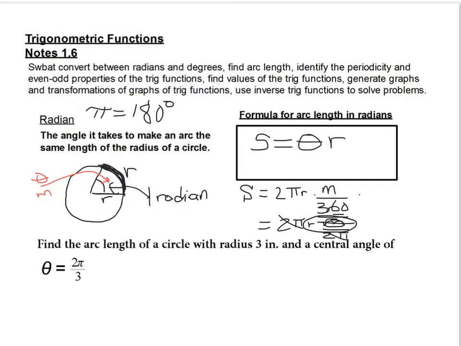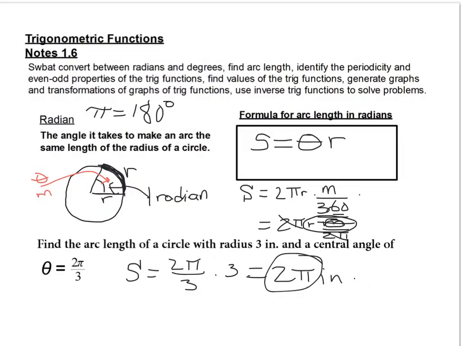All right, so find the arc length of the circle with radius 3 and a central angle of theta equals 2 pi over 3. Find the arc length. So literally just plug that into the formula. S equals 2 pi over 3 times a radius of 3. Yep, in fact, the arc length is 2 pi, about 6.28 inches. I should put inches on there since it actually gave me a unit.